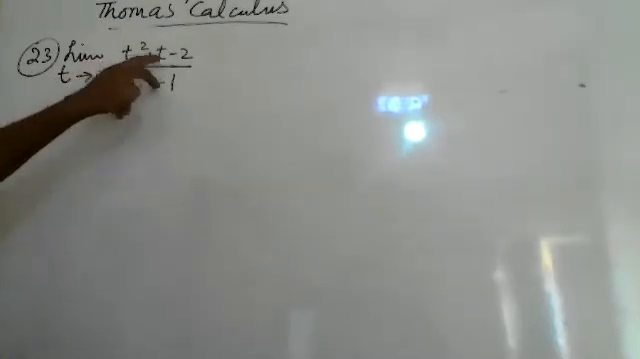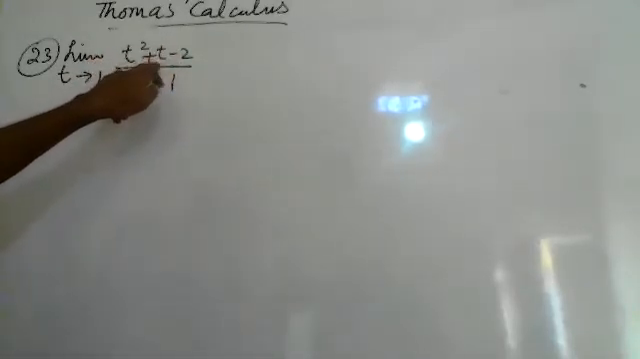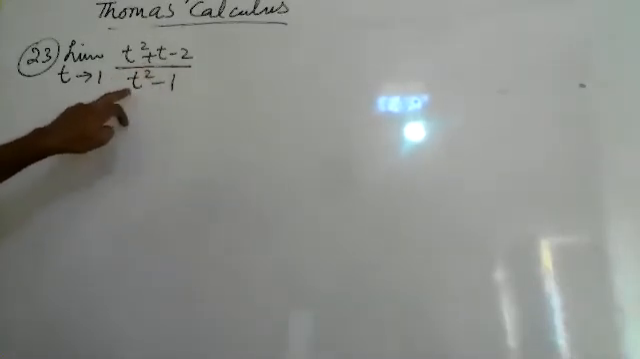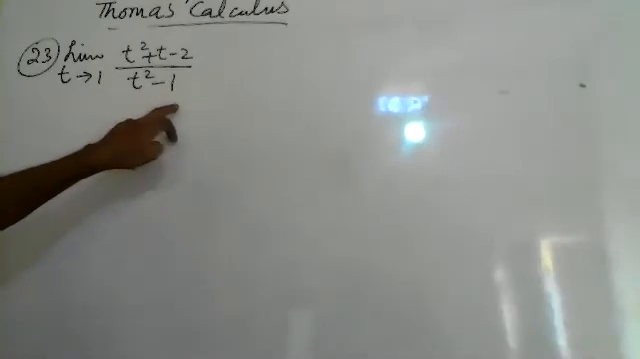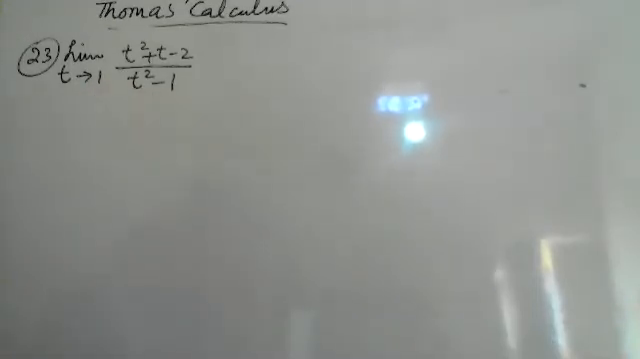So t square plus t minus 2. This is a quadratic trinomial, so this can be factorized by the middle term break method. We will break the middle term to make it into factors. And this is t square and 1 square, so here we will use the formula of a square minus b square, that is a minus b into a plus b, as we already did in the previous question. So in the numerator, we will use the method of middle term break.